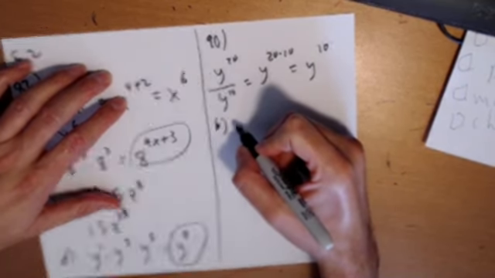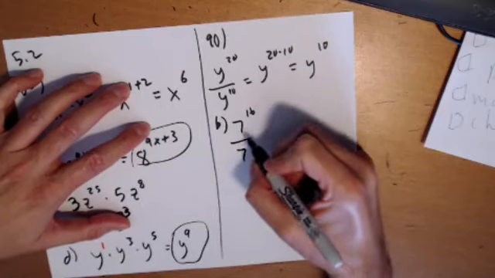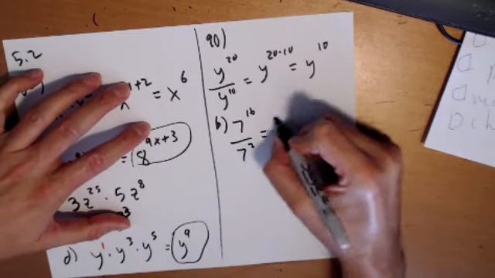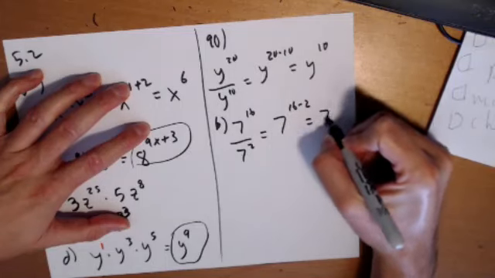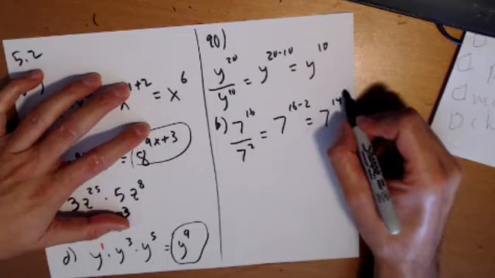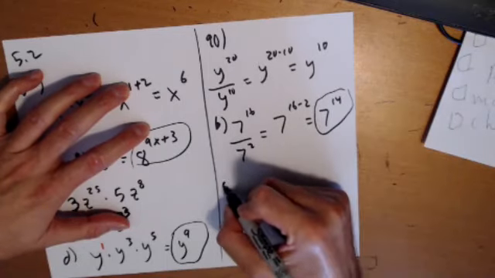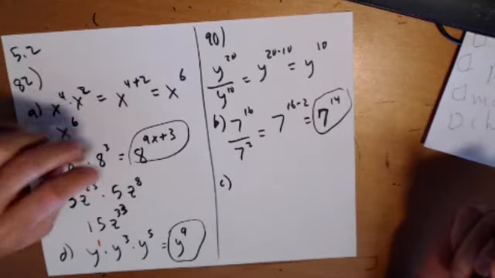90 part B. 7 to the 16 over 7 to the 2. So that's just 7 because the bases are the same. 16 minus 2, 7 to the 14. Hey, that looks weird. Yeah, who cares? Did we follow all the rules? Yes, we're done. See, maybe you throw it in your calculator, but I doubt it. 7 to the 14.